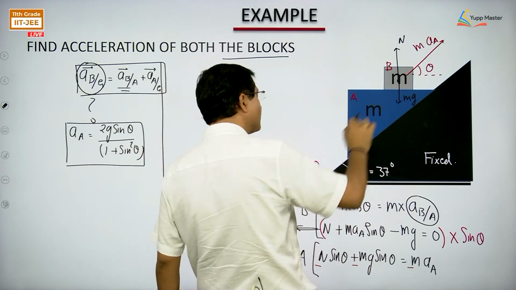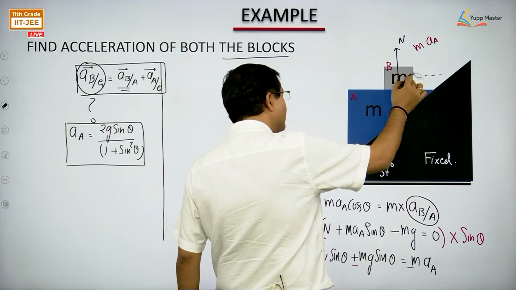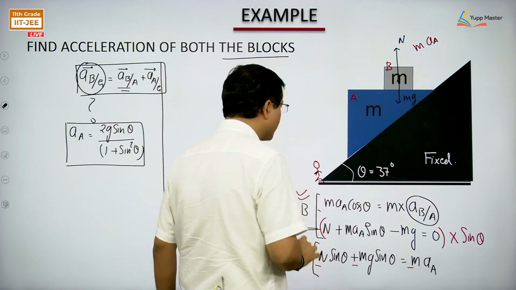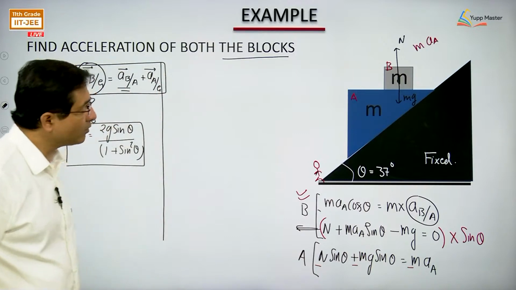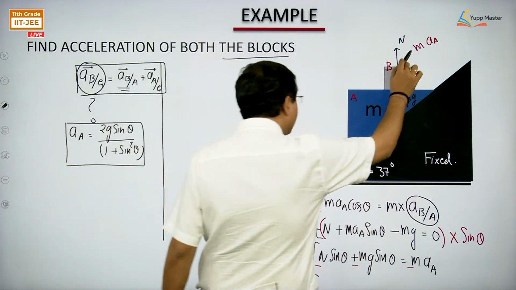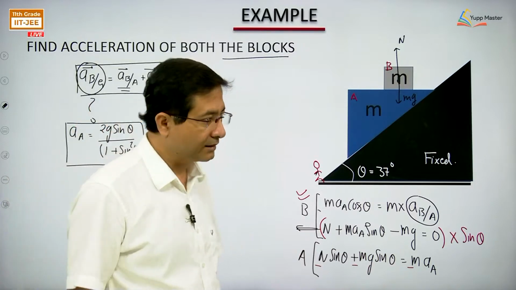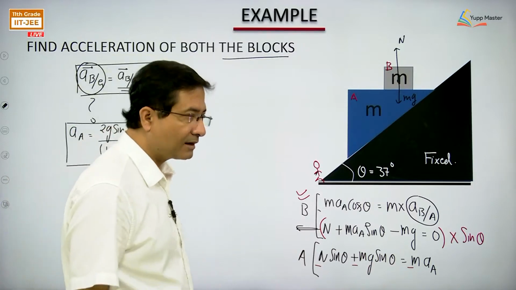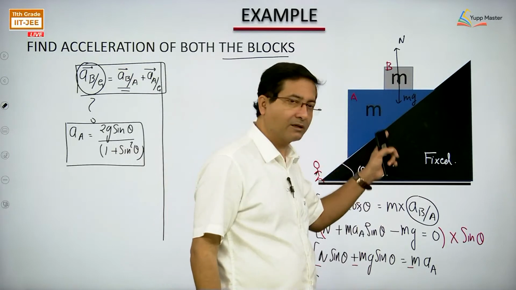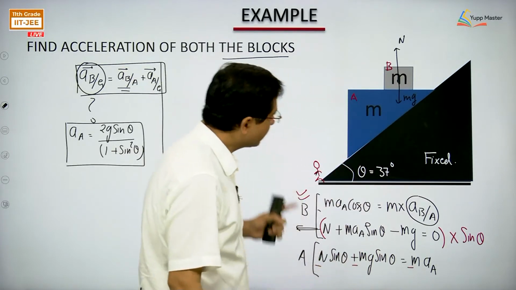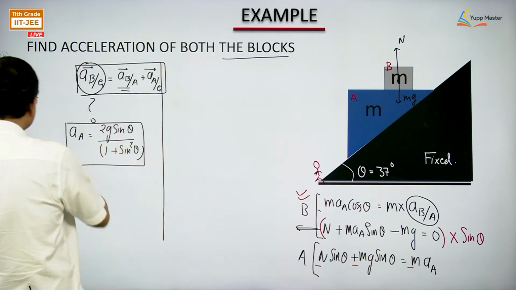As our observer is on the ground, there is no need of pseudo force. So, this observer observes that on B there are only two forces acting, one normal in the upward direction, and mg in the downward direction. So, as there are forces only in the vertical direction, block B can accelerate only in the y direction.